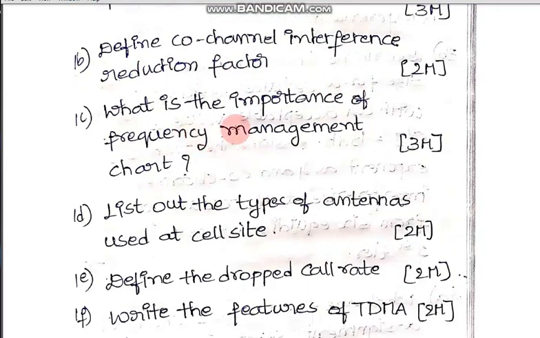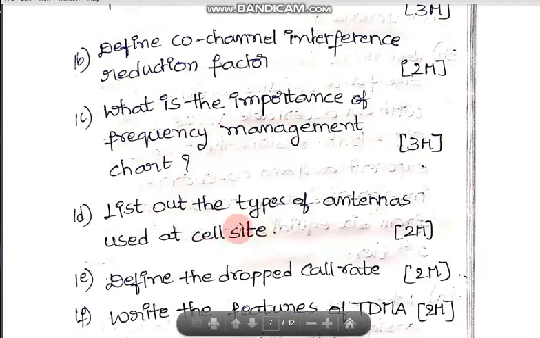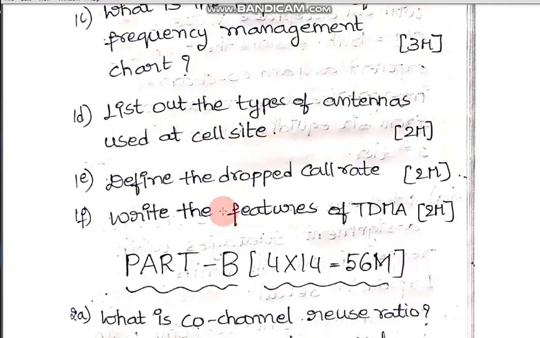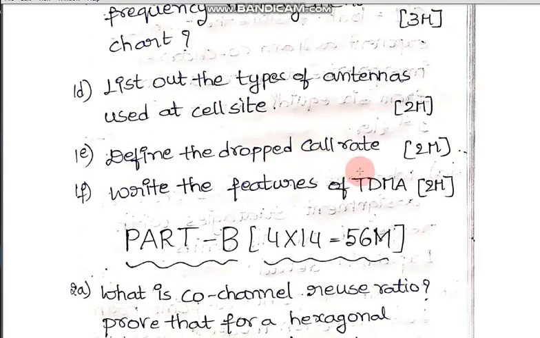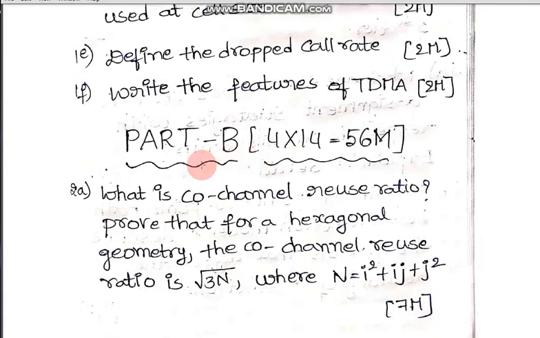And third question is, what is the importance of frequency management chart. List out the types of antennas used at cell site, from 4th chapter. And from 5th chapter, define the dropped cell rate. And from 6th chapter, write the features of TDMA. Now coming to part B, that is the essay questions part.